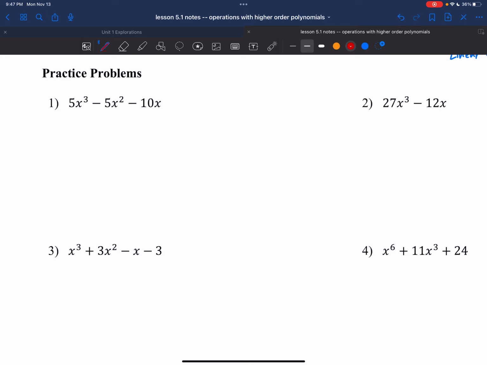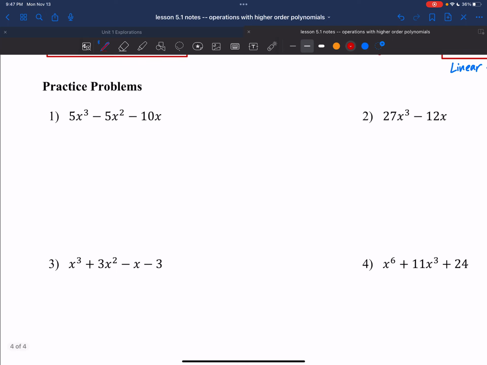So let's look at 5x cubed minus 5x squared minus 10x. First thing I always look for is GCF. So I say that there is a GCF of 5x. So to take out 5x, what's going to be left behind is 1x squared minus 1x minus 2. And then, is that it?